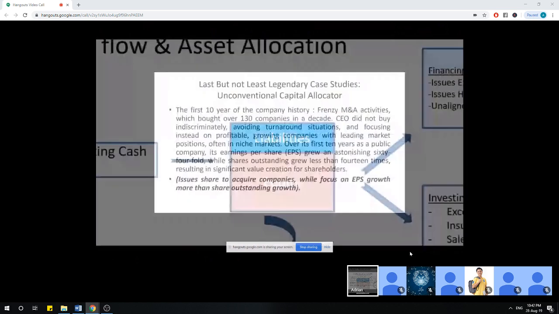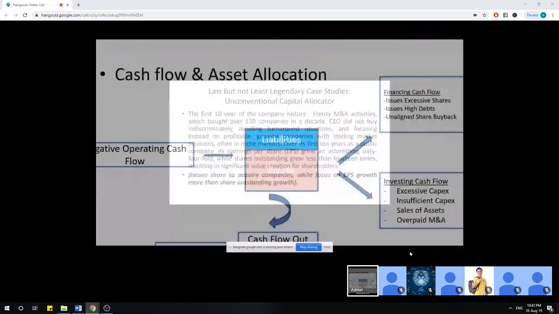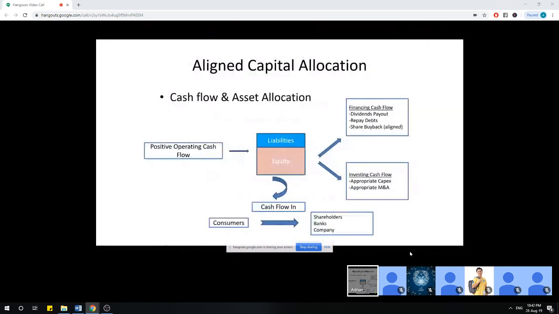So this is an additional case study I came across when I read a company's track record. What I want to say is that you have to understand management behavior. Some management behavior may be too aggressive, or some may be too conservative. As an investor, you have to ask yourself whether you are aligned with this kind of management behavior or not. If you can't align with it, then you don't need to invest in this kind of company. No one forced you to invest.